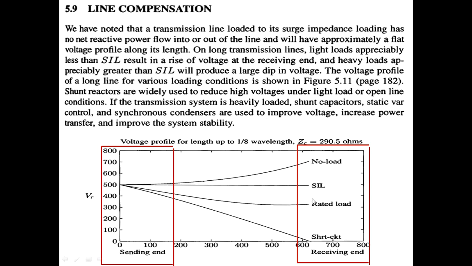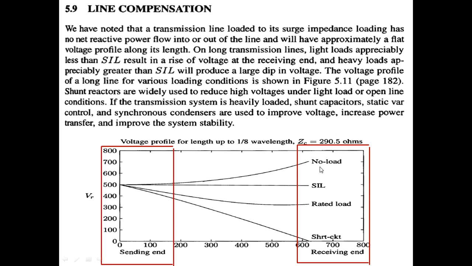while in the opposite case where we overload the transmission line above the SIL, we should expect a drop of voltage. For example, here at rated load, we have a drop of voltage, and this voltage drop will increase with the loading level. So for these two cases, light loading and overloading, it will require different compensation solutions.